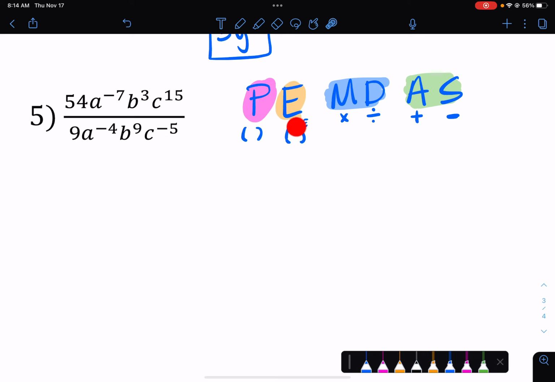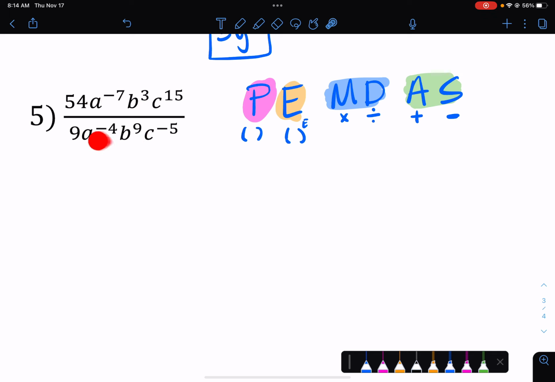Do I have any exponents outside of a parentheses? I don't see any. I see these have exponents, but there's no exponent that needs to be distributed. So I'm done with that. Now we do multiplying or dividing. Do I have any same bases up top that can be multiplied? I got 54, A, B, and C. There's nothing up top that can be multiplied together.